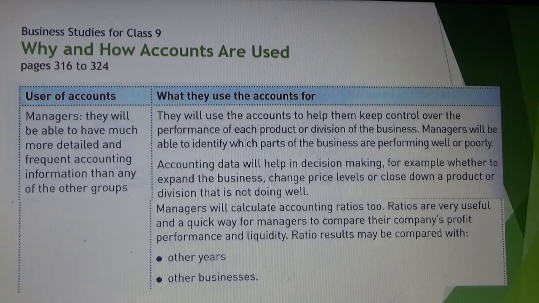Now, what do they use the accounts for? The managers will use the accounts to help them control the performance of each product or division of the business. Managers will be able to identify which parts of the business are performing well or poorly. Accounting data will help in decision making. For example, whether to expand the business, change the price levels, or close down a product or division that's not doing well. The managers will calculate accounting ratios too.